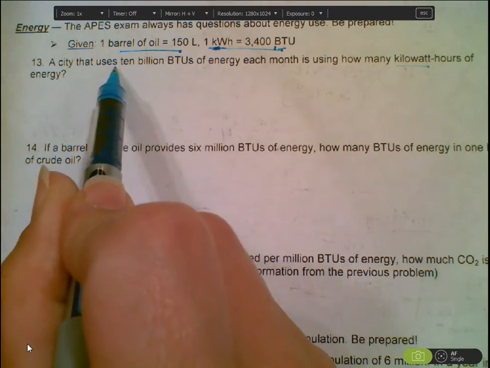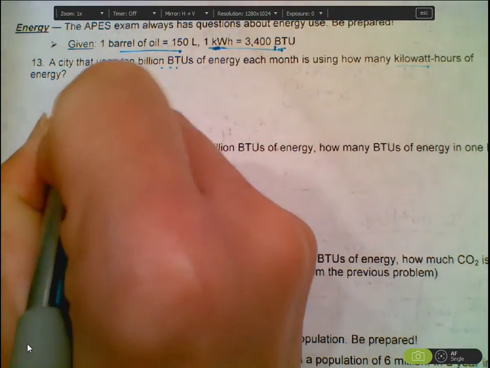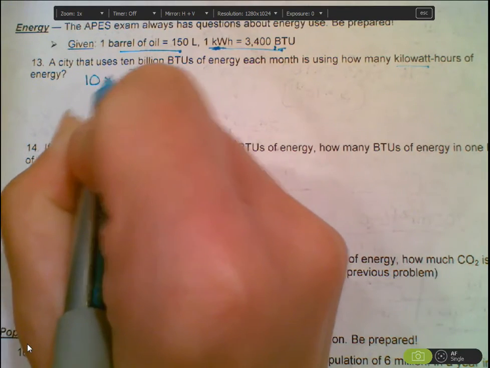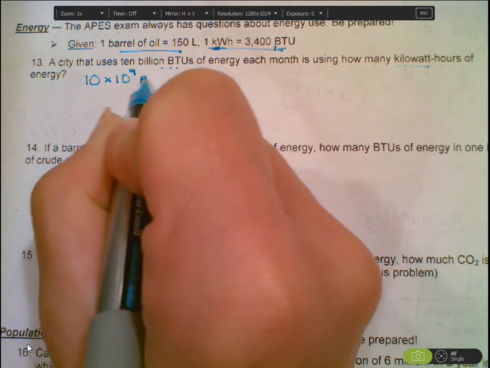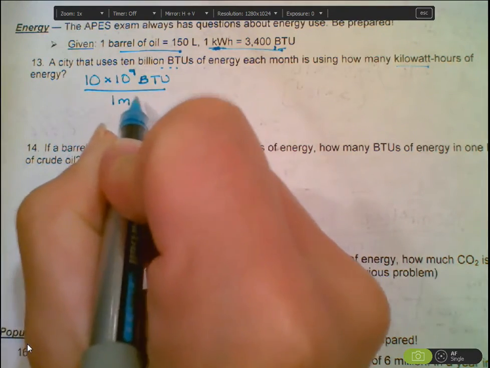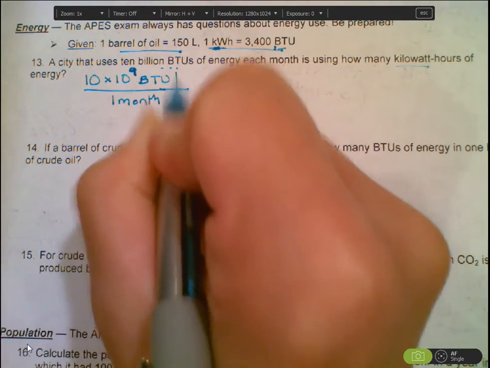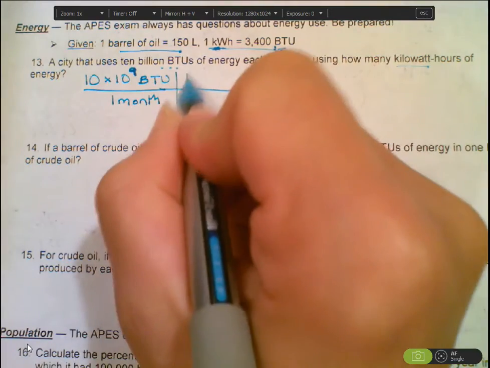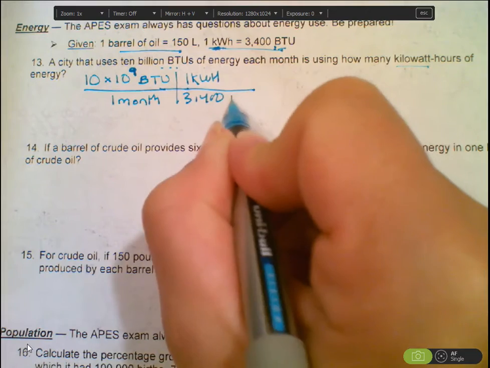So over here, when I look at my first card here, 10 billion BTUs. It needs to be on top so that those can cancel. 10 times 10 to the 9 BTUs of energy in 1 month. That's 10 to the 9. Is using how many kilowatt hours? 1 kilowatt hour is equal to 3,400 BTUs.